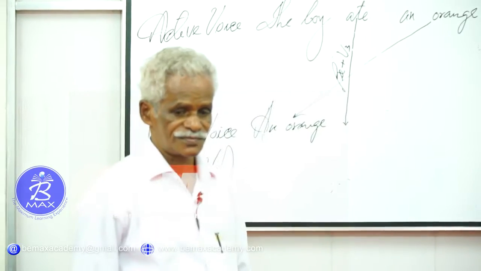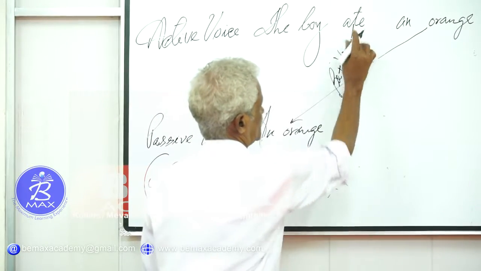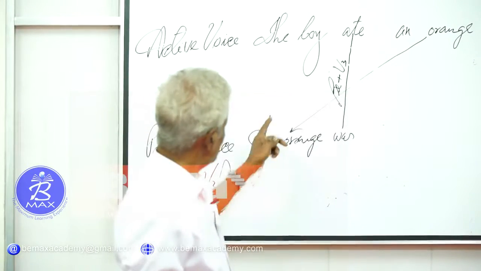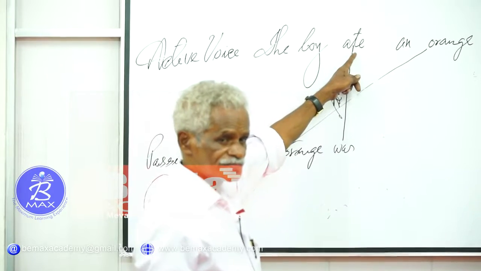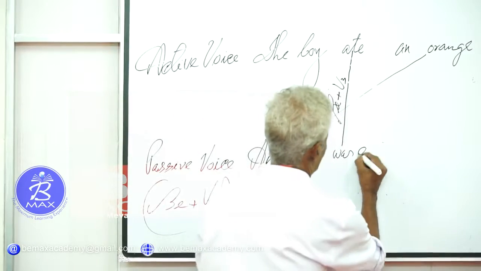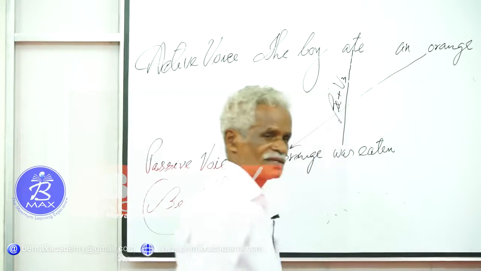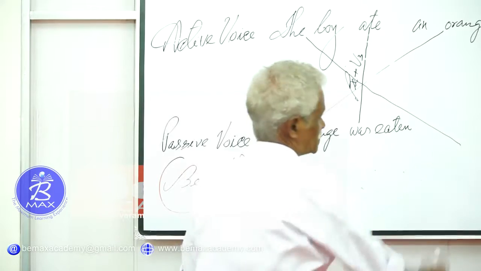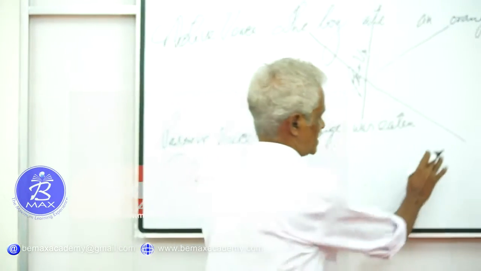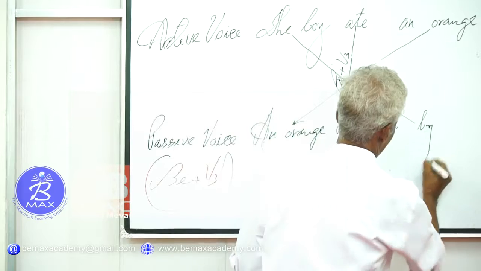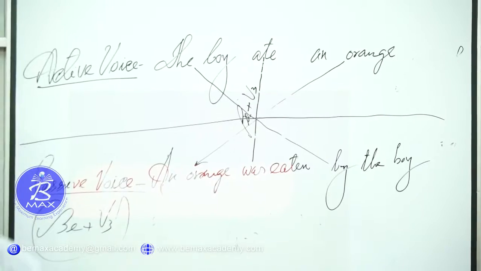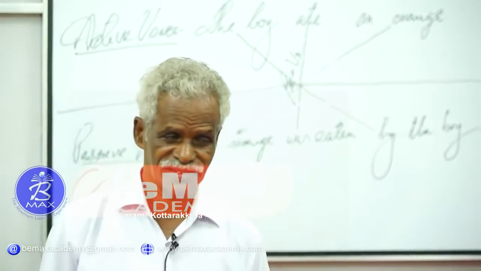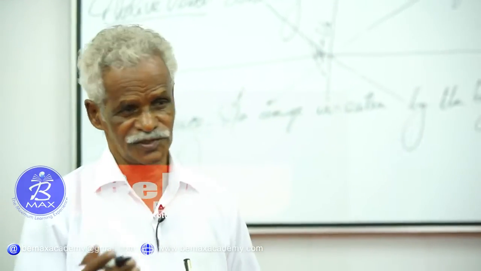V3 verb form. Select according to the tense. That is ate, past tense, and was. Then take the V3 form of this verb. Was eaten. Okay. So the passive verb is formed. So here the subject may go to this place. By somebody else. By the boy.